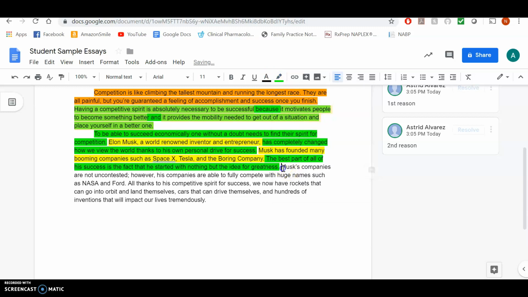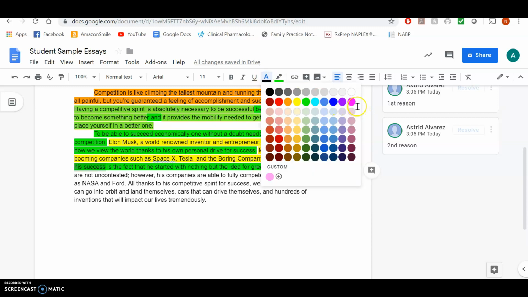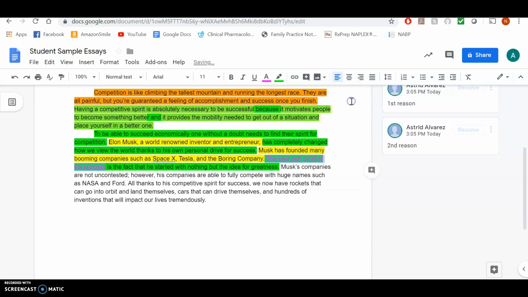Now, he does mention the idea of success, and we talk about in the thesis statement how the competitive spirit is necessary for success. So what you would do is you would have this be pink and green, because it's both part of analysis, because it connects back to the thesis statement, and it is a commentary. So what I'm going to do is I'm going to make the text pink, and I'm going to make the highlighting green. Okay.